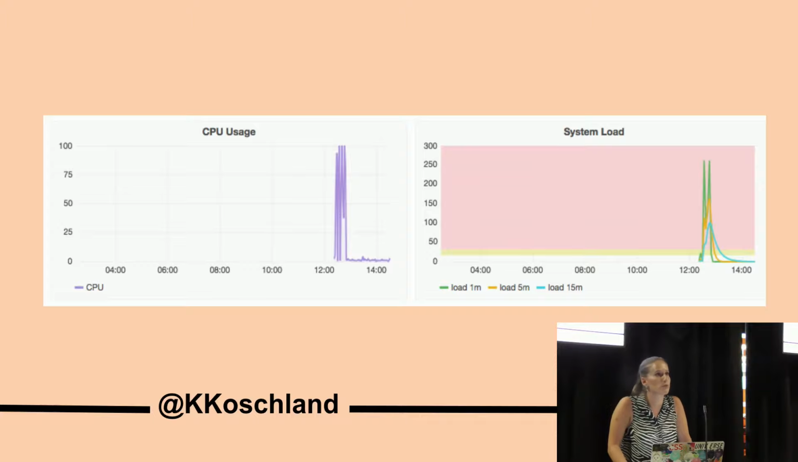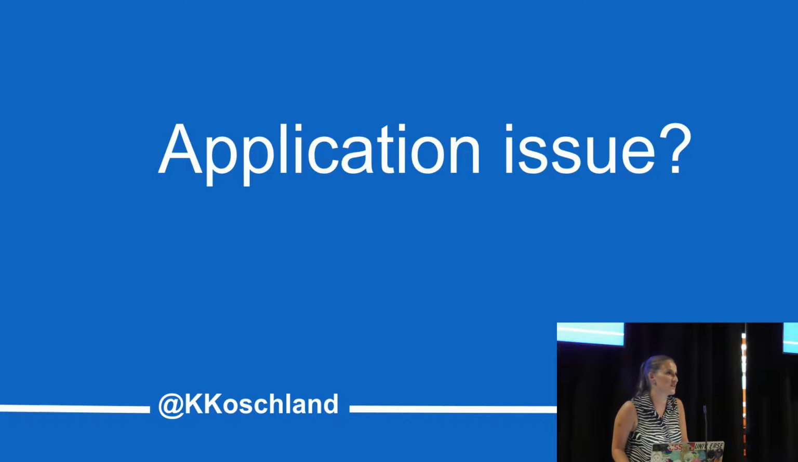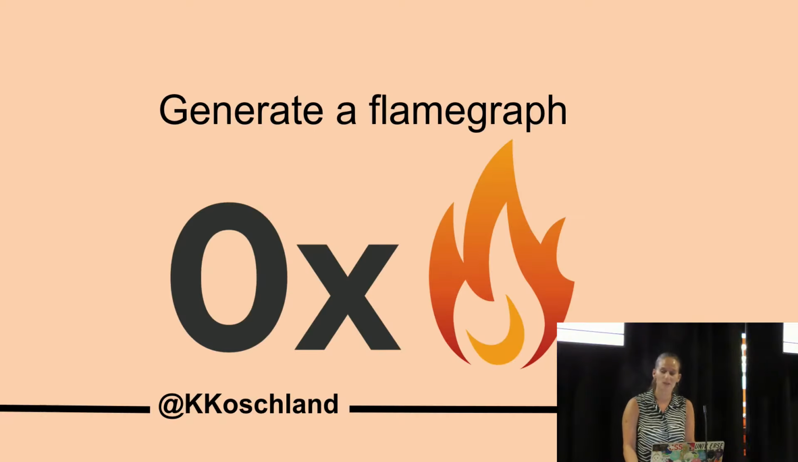So the fact that we were reaching 100% CPU utilization with this very low level of requests per second led us to believe that perhaps it was an application issue. So we wanted to determine whether there was something in our code base that was causing the CPU to reach 100% utilization. And a good starting point was to generate a flame graph. In order to generate a flame graph, we used a plugin called 0x to profile the CPU usage.